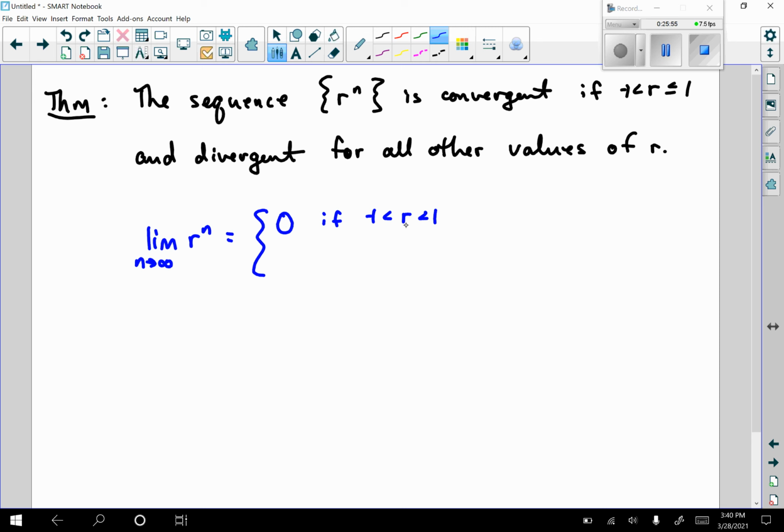Because what does this mean? This means that r would be a fraction. So if you can imagine, if r was 1/2 and we raised that to the nth power and n kept growing and growing, this fraction starts to head towards 0 because we're getting an even bigger denominator here, so it's going to tend to 0. Even on the other side, if it's a negative fraction, the same thing is going to happen. And then this limit is equal to 1 if r is equal to 1, because 1 to any power is 1. Otherwise, it diverges.